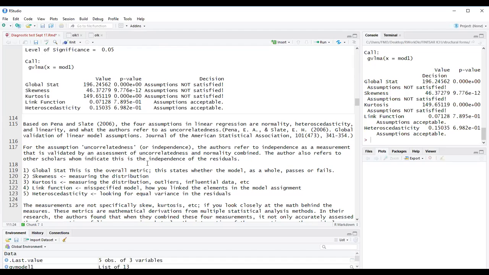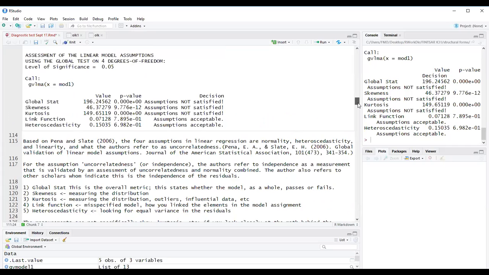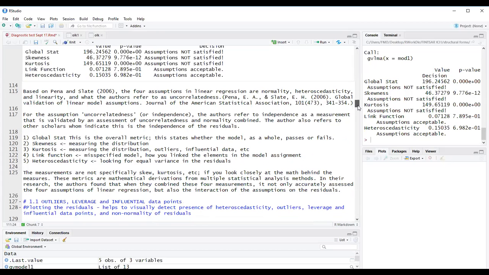The author also refers to other scholars who indicate this as independence of the residuals. Okay, so may konting explanation dito guys. Pag global stat, overall metric yan. This states whether the model as a whole passes or fails. So yung model natin as a whole failed, no? Kasi not satisfied.